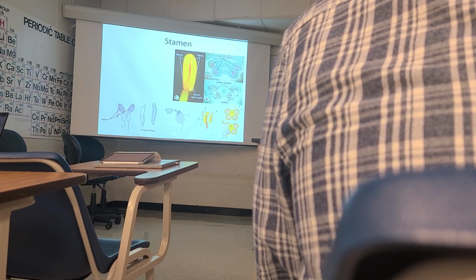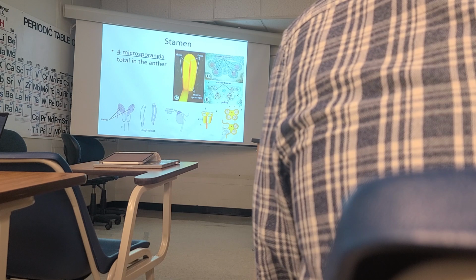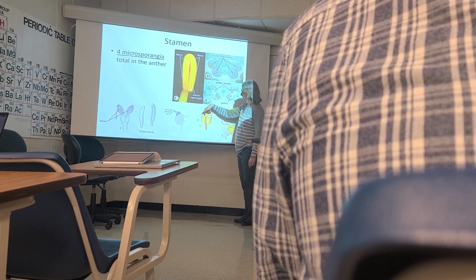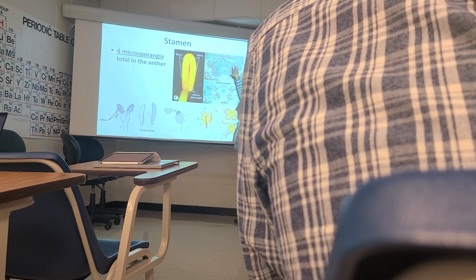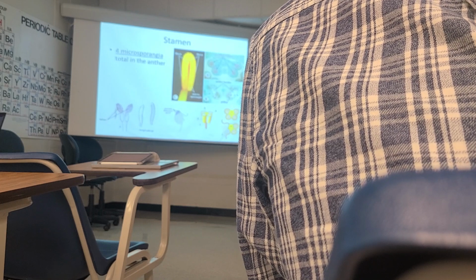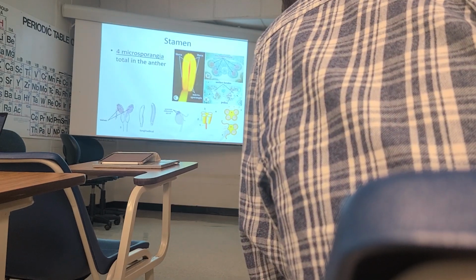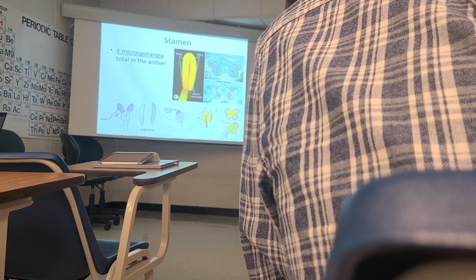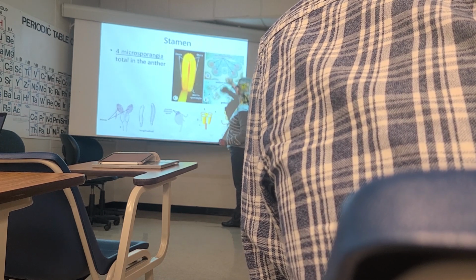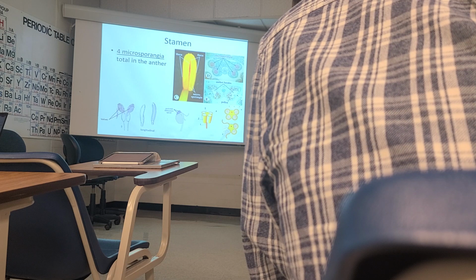Okay, so this is what it looks like in cross section. If you're looking down, you're going to cut it this way. So we've taken the top off of this like this. Now we're looking down on it. That's what this is right here. You'll see, even though it has two pollen sacs, what we call two theca, there are a total of 4 microsporangia though. There's one here, there's one here, there's one here, and there's one here. Total 4 in the anther.